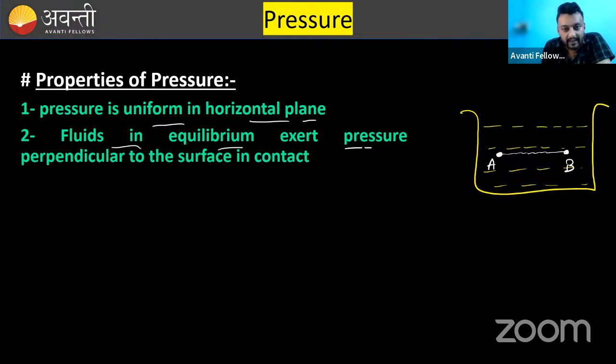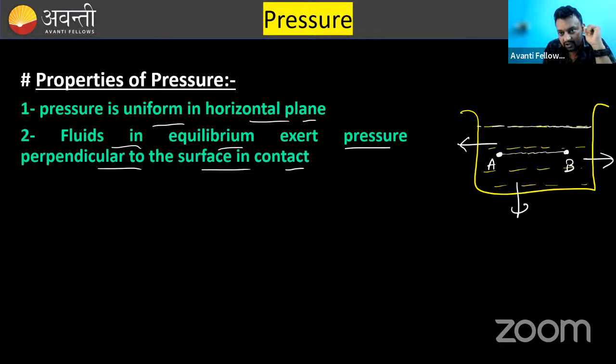Second point: fluids in equilibrium exert pressure perpendicular to the surface in contact. Like you can see here, the surface in contact with the liquid is this one. This whole surface, these container walls, are in contact with the liquid. So the pressure that the fluid will exert on it will be perpendicular to the contact surface. And the next line that I will tell you is that in equilibrium, the surface of the liquid will remain horizontal. Can you see this surface?